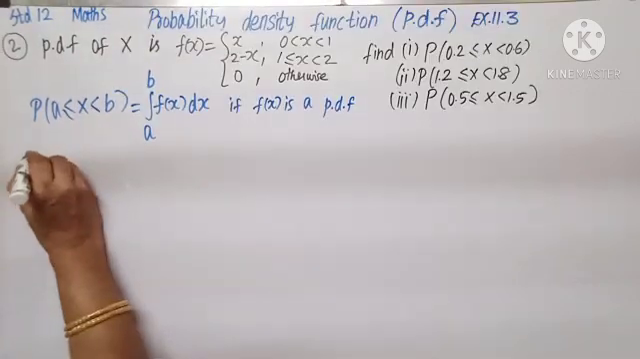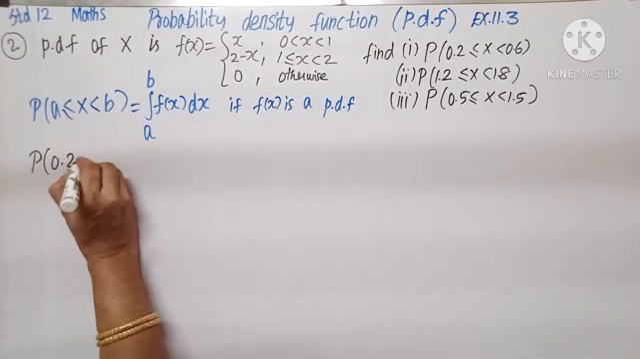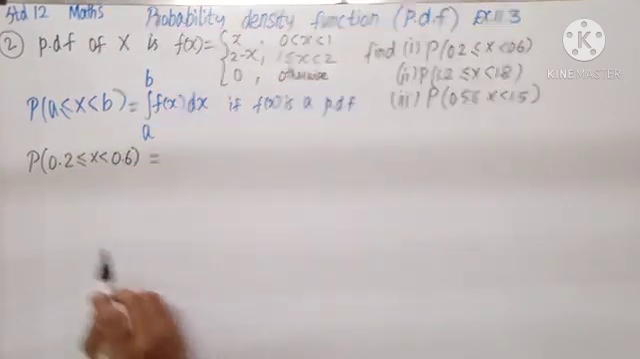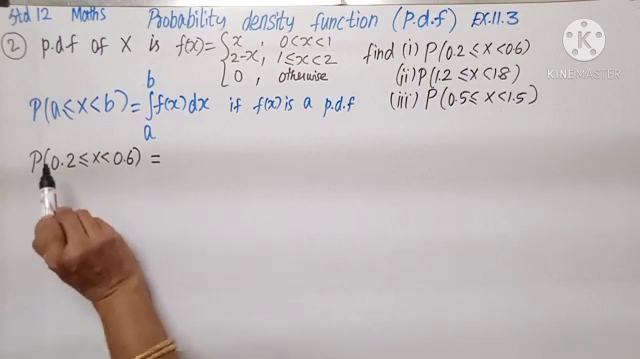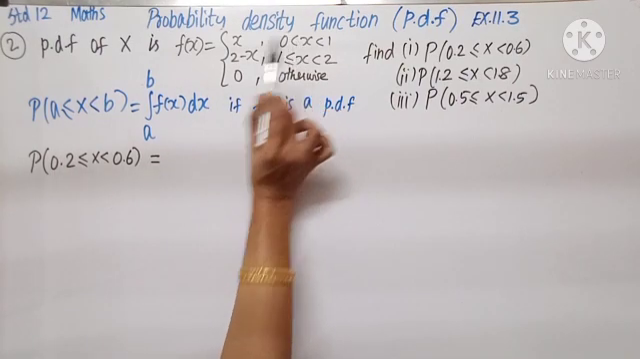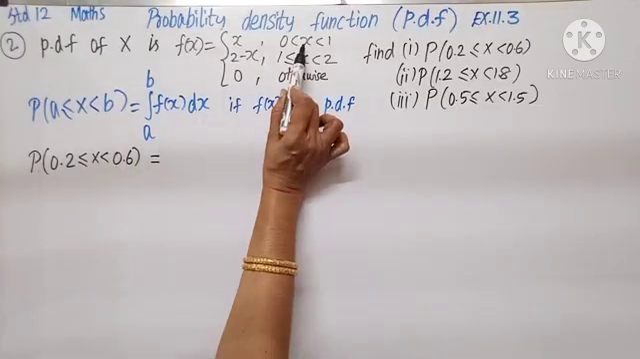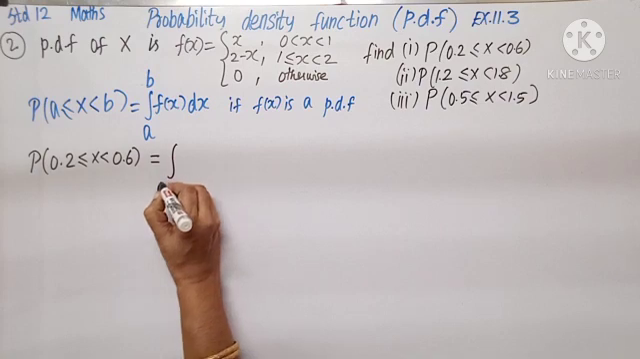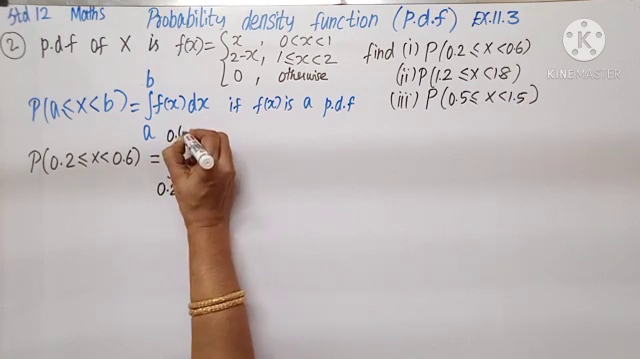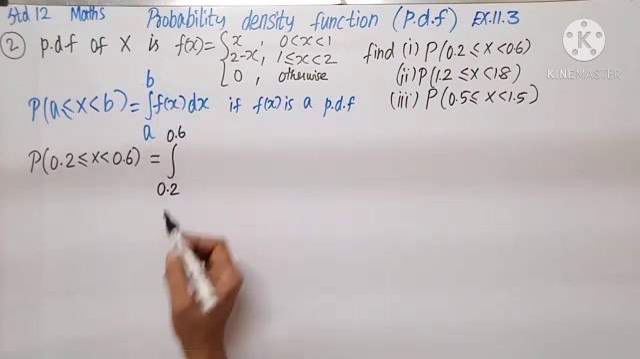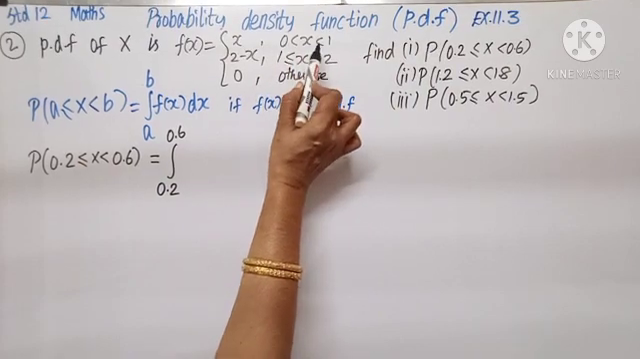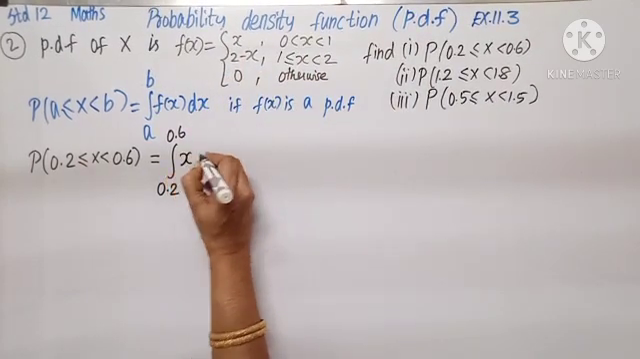Here, I want the probability between 0.2 to 0.6. Check in the formula. Where is 0.2 falling? 0.2 is here. 0.6 is also here. So, according to the limits, substitute f of x. The formula says integrate f of x from 0.2 to 0.6, which is inside this interval. F of x is x dx.